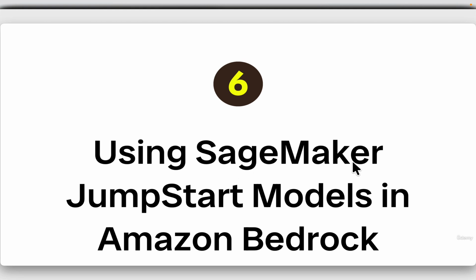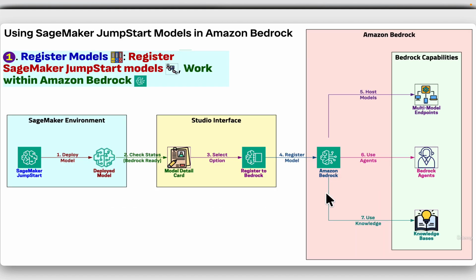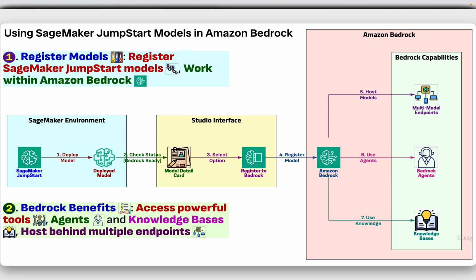So the next topic is using SageMaker JumpStart models in Amazon Bedrock. You can integrate these 2 services. You can take the models you have already set up in Amazon SageMaker JumpStart and register them to work within Amazon Bedrock. By moving to Amazon Bedrock, you gain access to powerful tools like agents and knowledge bases, and you can host your model behind multiple endpoints.